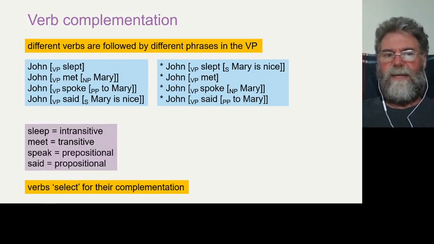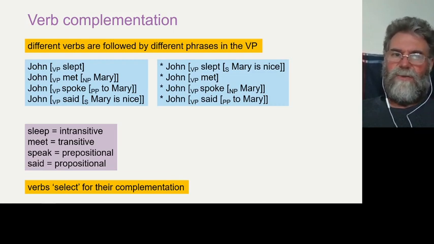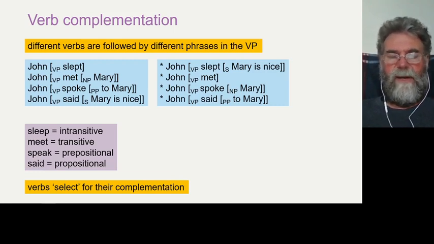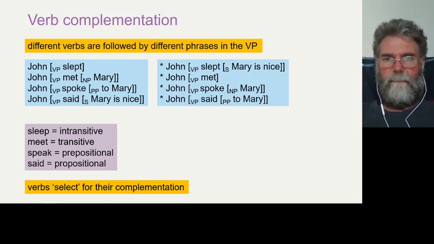Traditionally, we have separate names for such verbs which select for different complements. A verb like sleep, which doesn't have a complement at all, is called an intransitive verb. Meet, on the other hand, which, as we've seen, has an object, a nominal phrase complement, is called a transitive verb. Speak, which has a prepositional phrase complement, is often called a prepositional verb. And say, which has a clause as its complement, is often called a propositional verb.